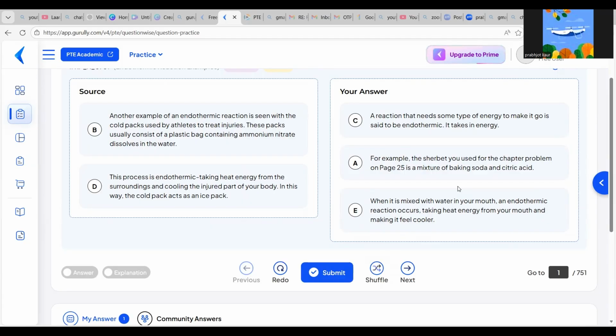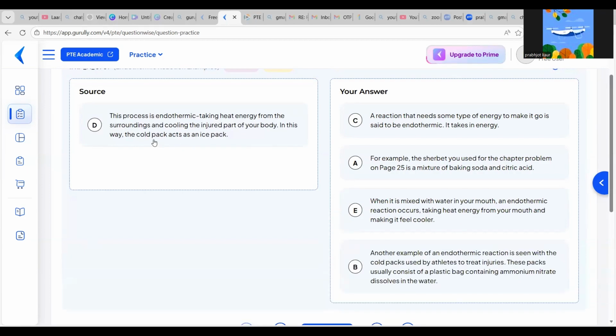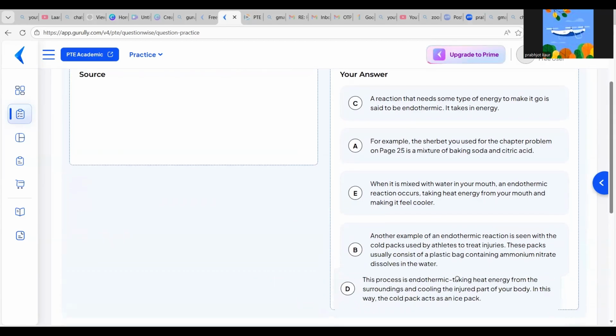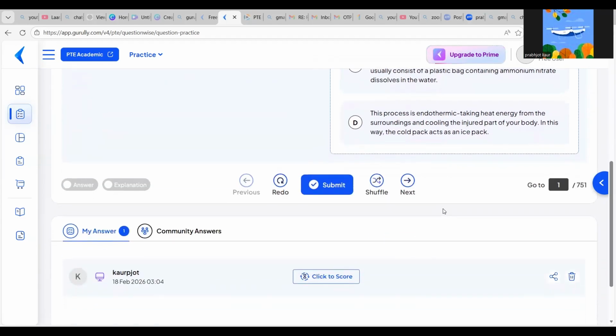And after that, B: another example of the endothermic reaction, and the key is "another example". This tells us we already had one example, sherbet, and now we are introducing a second example. So after this one, there is only one left, so we drag this one here, and now we should check the answer.